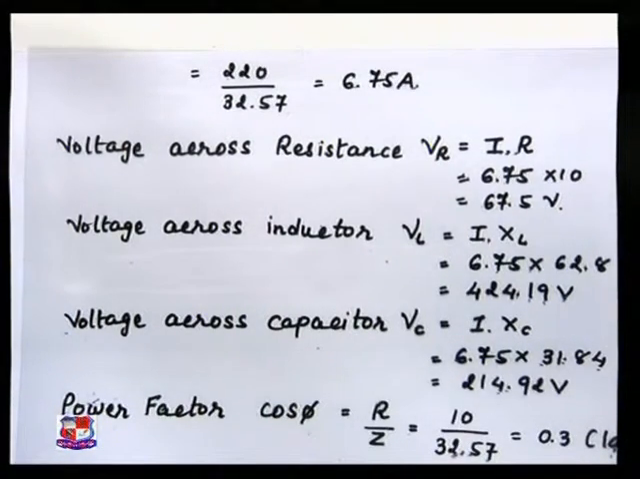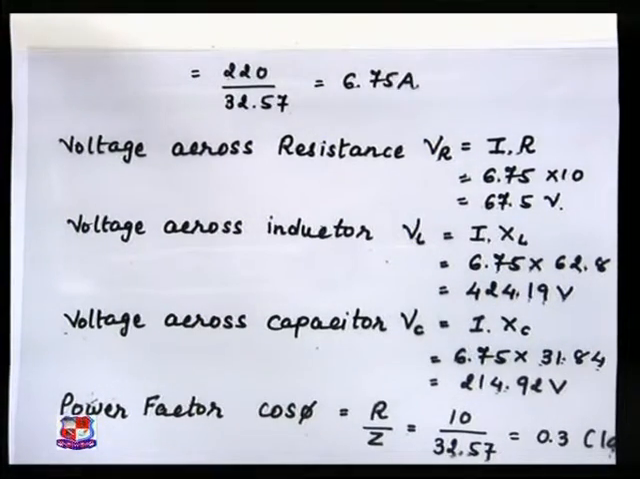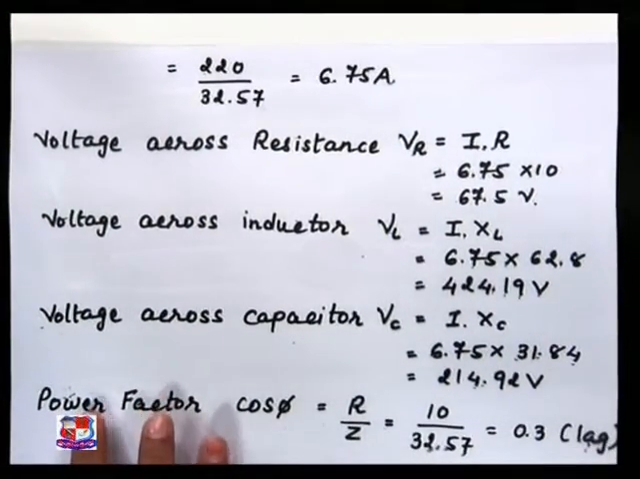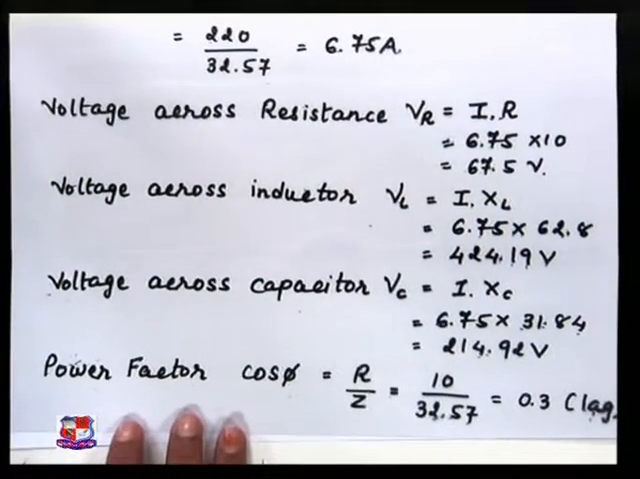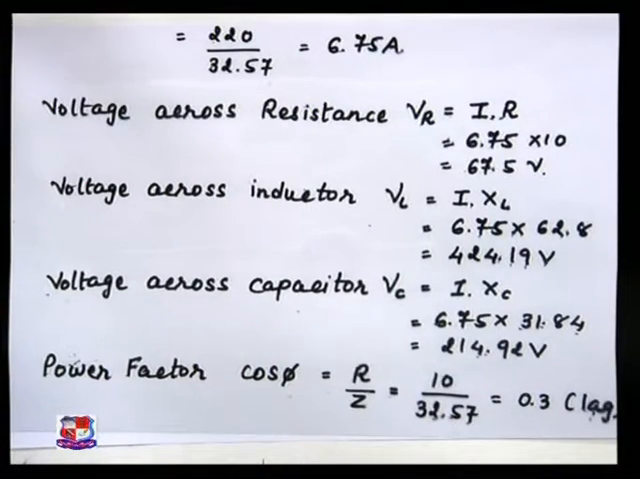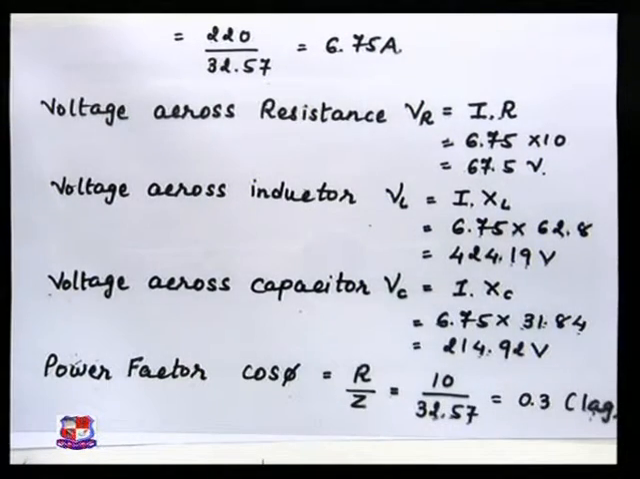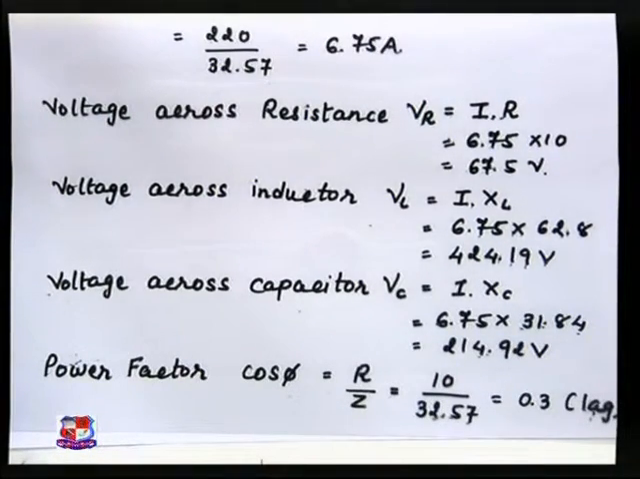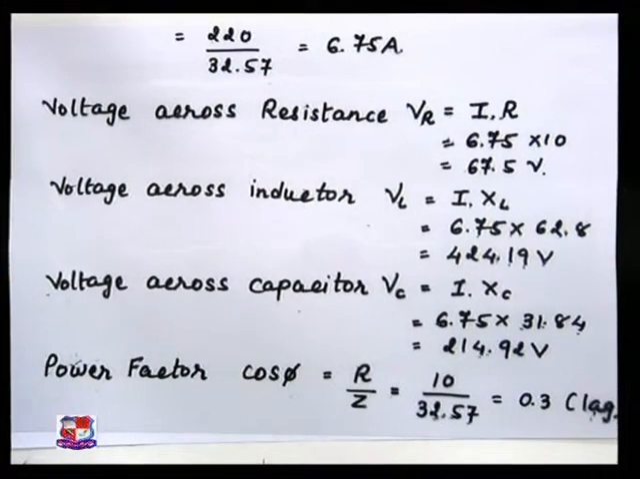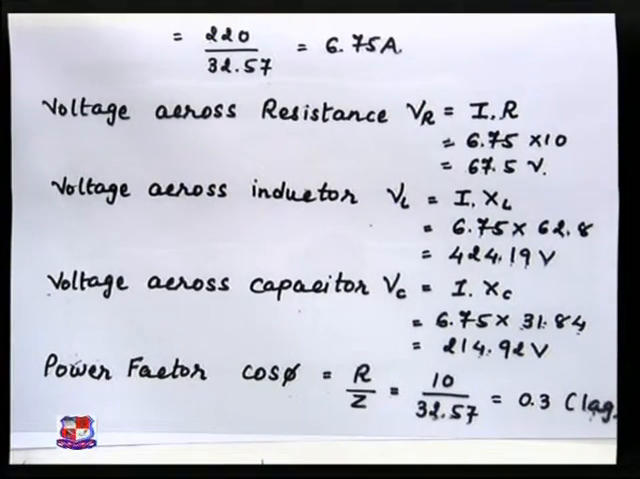Now voltage across inductor VL, which is equal to I into XL. I is equal to 6.75 and value of XL is 62.8. So your final answer is 424.19 volt. Now voltage across capacitor VC, which is equal to I into XC. Value of XC is already found, which is 31.84. So your VC is equal to 6.75 into 31.84 is equal to 214.92 volt.